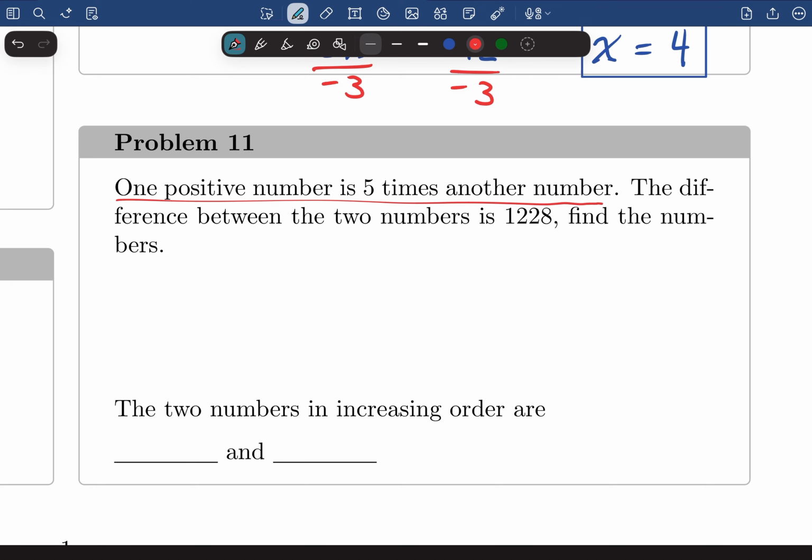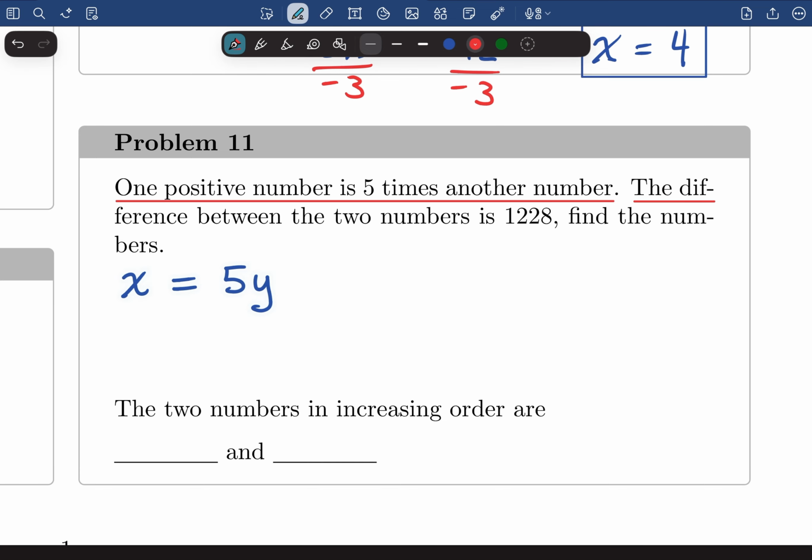One positive number is 5 times another number. Well, I could call the two numbers we're talking about x and y, right? So if x is 5 times the other number, y. All right, so I know x equals 5 times y. Now, you're the one that chooses the variable names. I chose x and y for my two numbers. You could have chosen a and b or m and n. That is your decision.